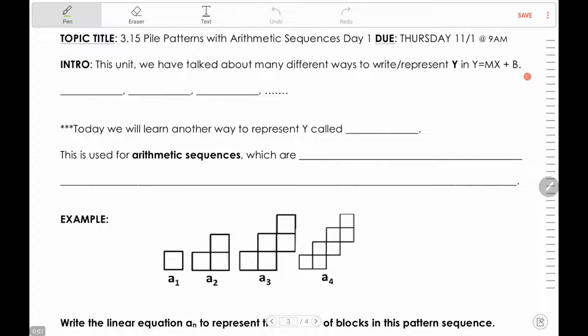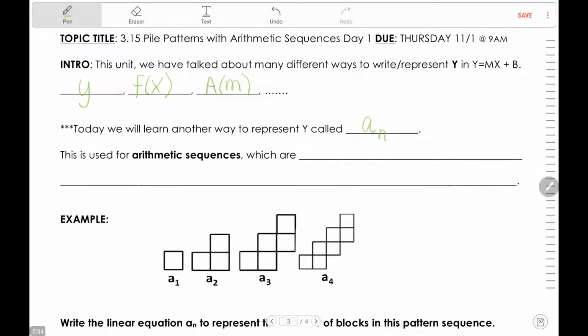So as a quick intro, this unit we've talked about many different ways to write or represent y in y equals mx plus b. For example, we've learned y, of course. We've also learned f of x. We've learned statements like a of m for that movie question, and so on and so forth. All of these things just mean y. Today, we're learning another way to represent y, called a base n.